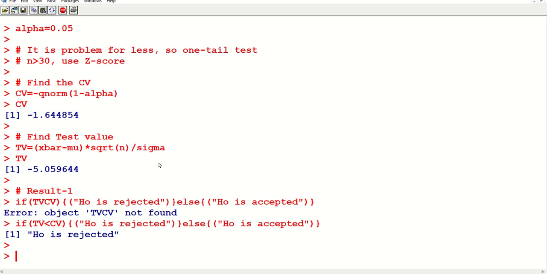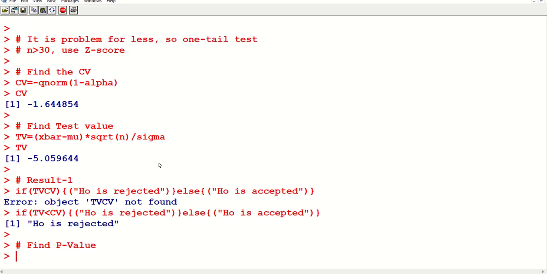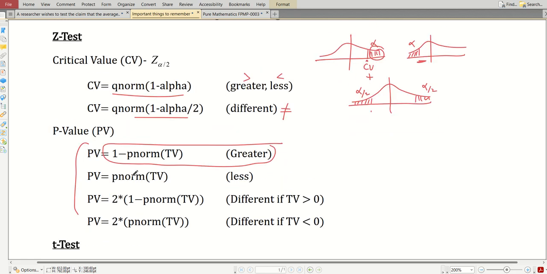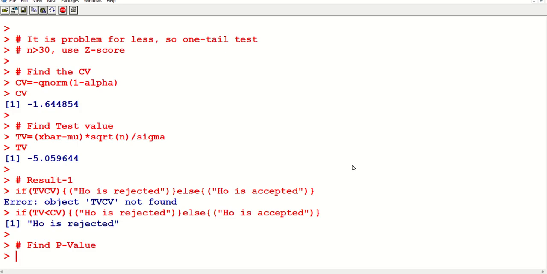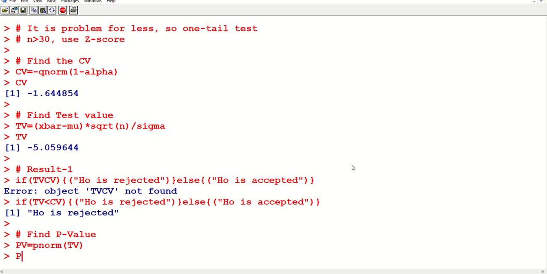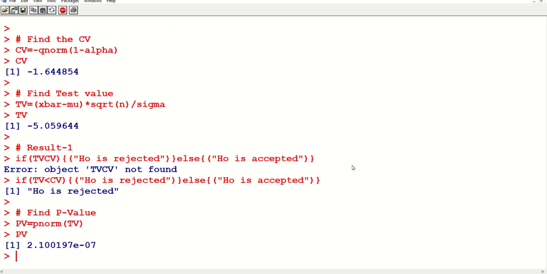Now this is one way of giving the answer, comparing test value and critical value. What is another way you can do it? You can use the p value also. So how do we calculate the p value? P value for less is p norm of TV. So PV is equal to pnorm, open bracket, TV, close bracket, enter, and PV comes out like this, 2.1 times 10 to the power minus 7.